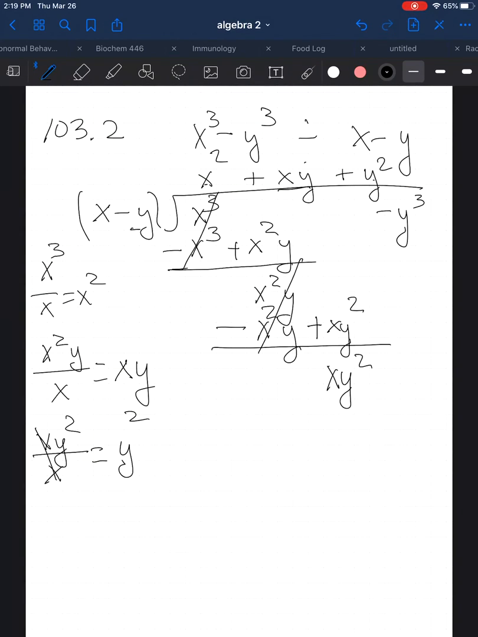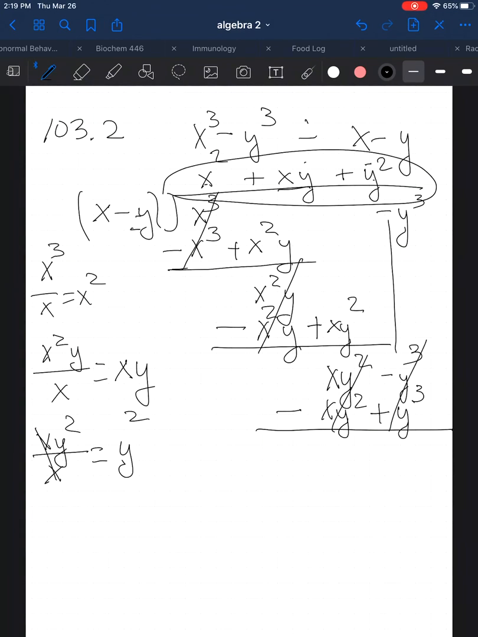y squared times x, xy squared. y squared times negative y, minus y cubed. Draw the line, change the signs, and now bring down that minus y cubed. And what happens? Everything cancels out. So again, here's the answer. It comes out nice and even. x squared plus xy plus y squared.